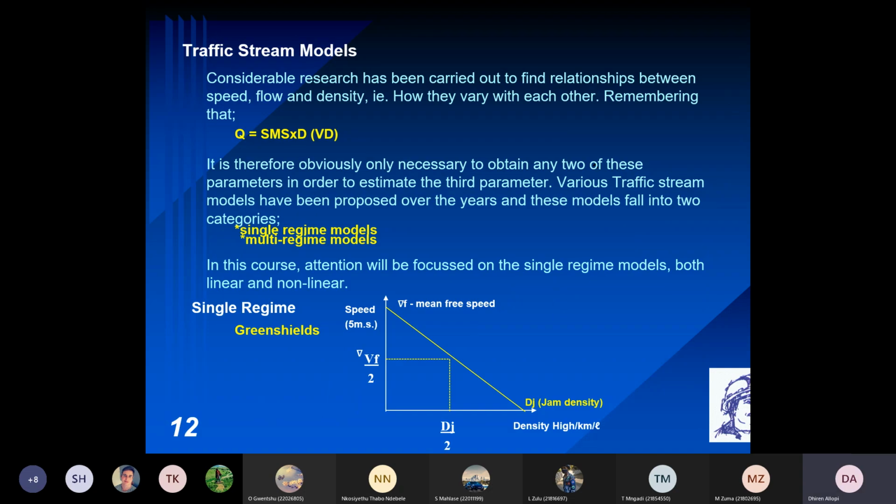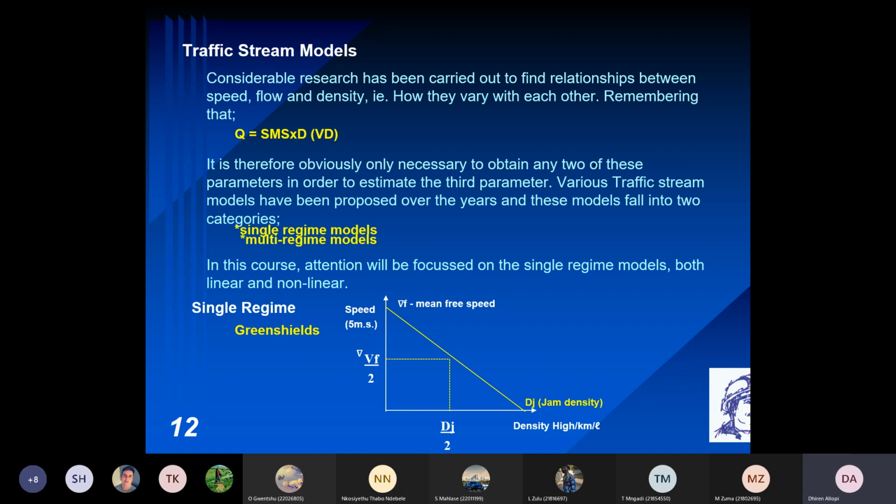And we spoke about the basic formula that links speed, flow, and density, and that being Q is equal to V times D. V is your speed, D is your density, Q is your flow. And there you can see a typical speed-density relationship, a linear relationship. Where density is zero, that's where you'd obtain maximum speed, mean free speed. And where your speed is zero, that's where you'd obtain maximum density or jam density, DJ. And halfway, midway through, you can see where half your jam density occurs, that's where half your mean free speed occurs.